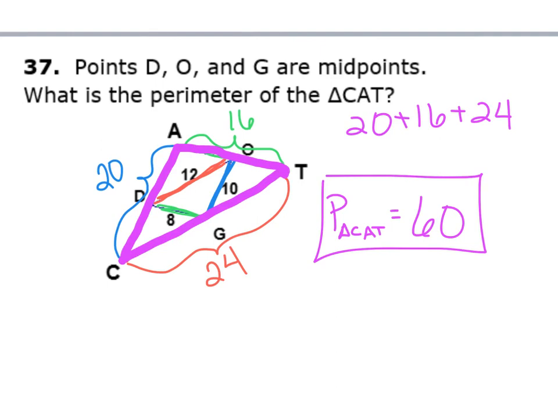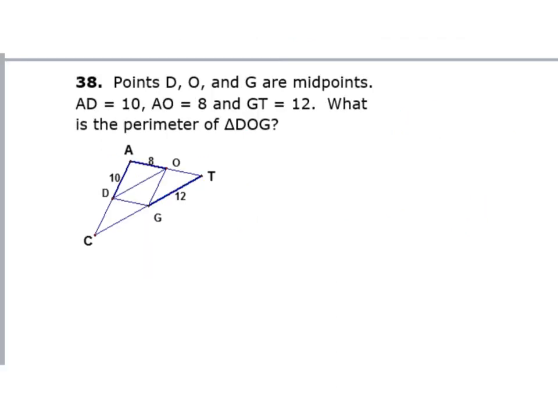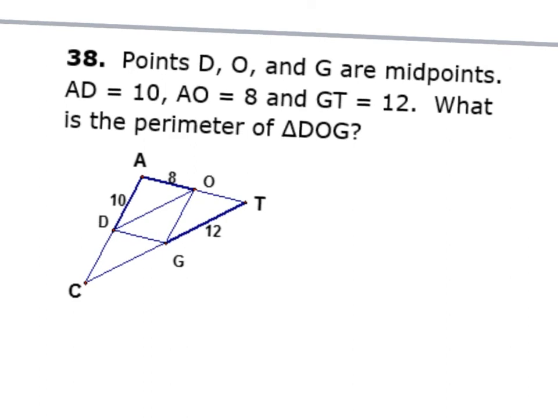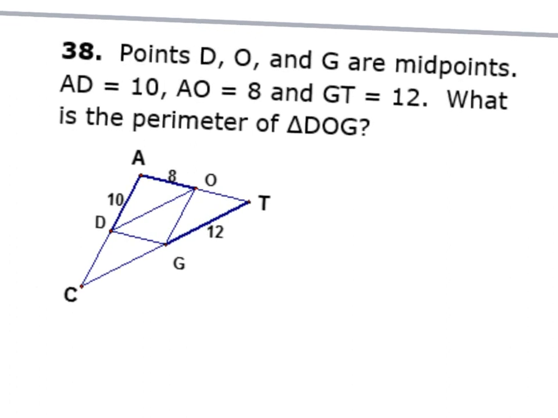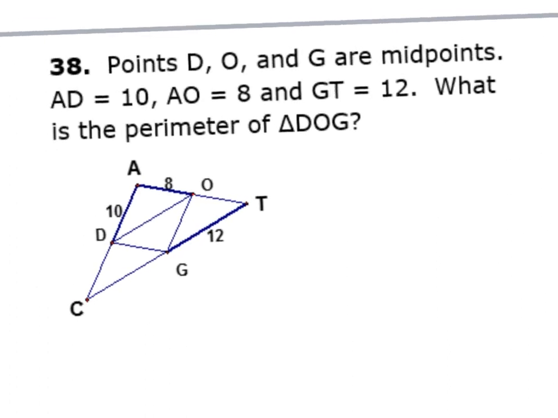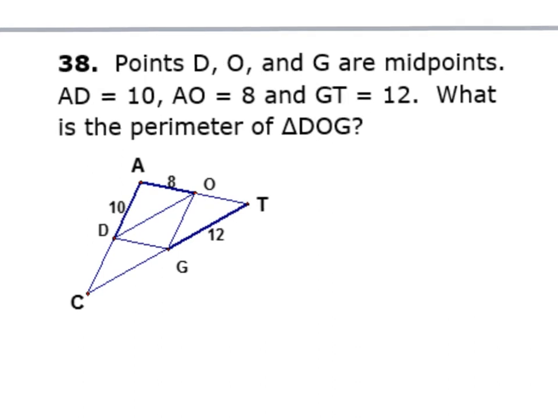One more. Number 38. Points D, O, and G are midpoints. A to D is 10, A to O is 8, and G to T is 12. What is the perimeter of triangle DOG? All right, so again, I'm going to see if I can zoom this in without making it too wonky. I got a little bit crooked. There we go. All right.